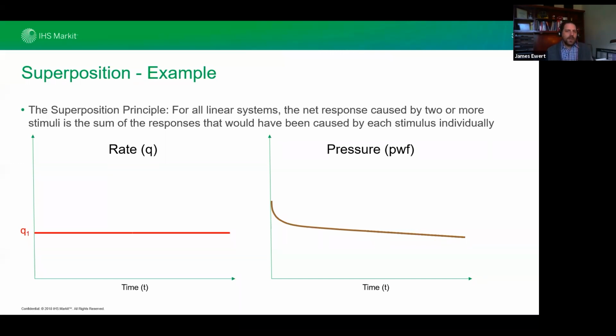So the superposition principle for all linear systems: the net response caused by two or more stimuli is the sum of the responses that would have been caused by each stimulus individually. That's a lot of words. Let's just go through it. If I have a rate, and this is my pressure, notice that that's reservoir signal, right? Constant rate, my pressure dipping down.